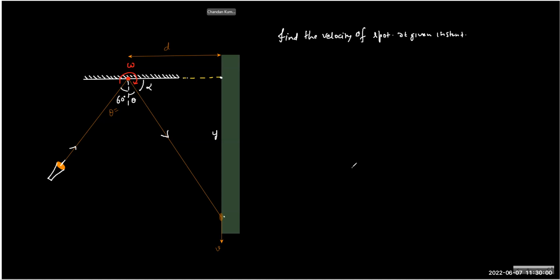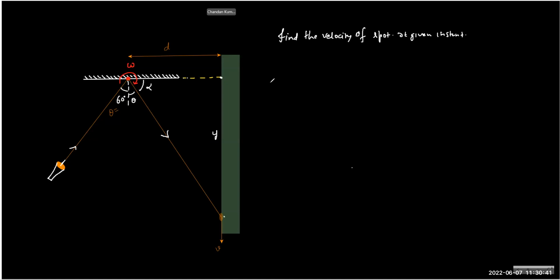So velocity equals omega times (y square plus d square) by d. Pardon? Omega times y square plus d square by d. But y is not given, right? Y is something you assume. What is given is d. So you must substitute, right? Are you solving question number 3 or this question? The one you gave, number 3.